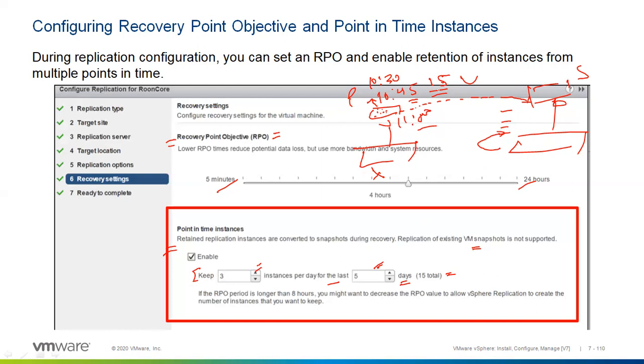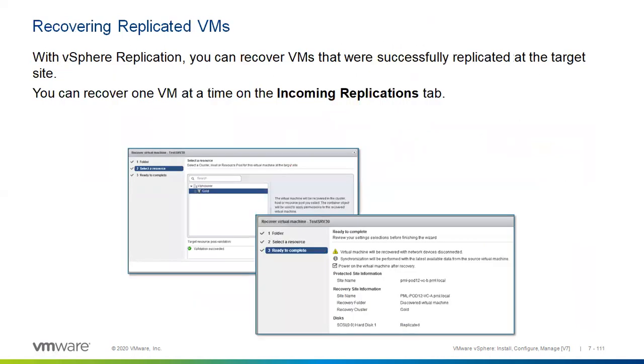Okay. So due to this 15-minute RPO, we can expect that the last 15 minutes of data can be lost. For example, I triggered the last replication at 10:30, and the disaster happens at 10:40. It means the next replication has not happened so far, so I have the possibility of losing the last 10 minutes of data. So this is how my RPO is defined.